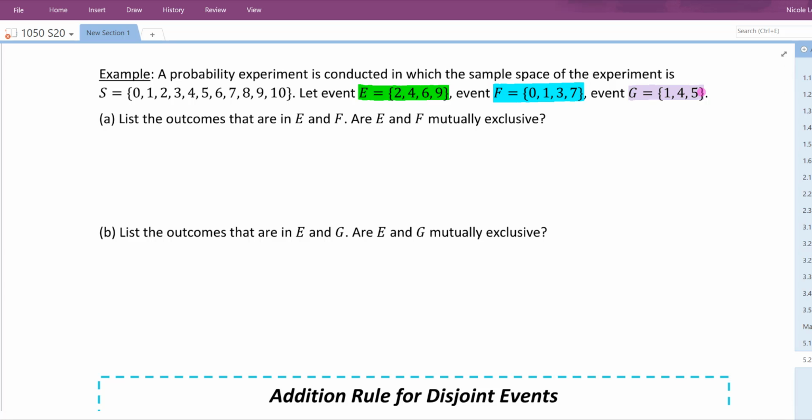So for part A, it's asking us to list the outcomes that are in E and F. And then from there, it's asking us are E and F mutually exclusive, which was just the definition we saw before. So again, mutually exclusive means that they have no outcomes in common. But let's go ahead and first list the outcomes in E and F.